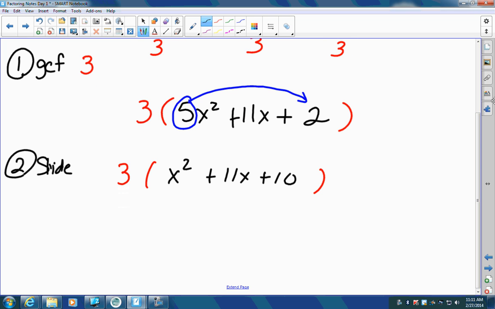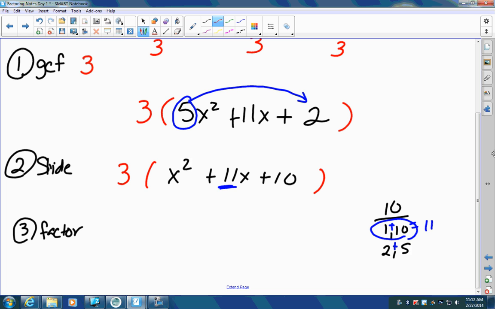Now, we're going to factor. So I need the factors of 10, which we already found to be 1 and 10, 2 and 5. I need the factors that add up together to give me this middle term. Well, there's my first one right here. It's 1 and 10. Guys, that 3 stays out there by itself. Now, the x squared goes x and x. The factors I'm using are plus 1 and plus 10.